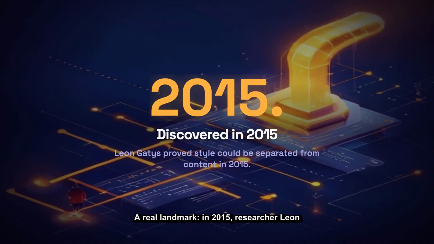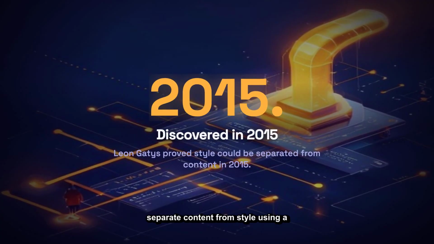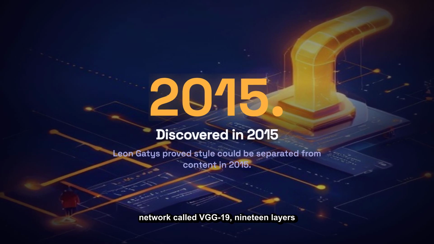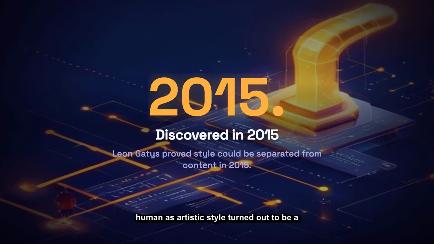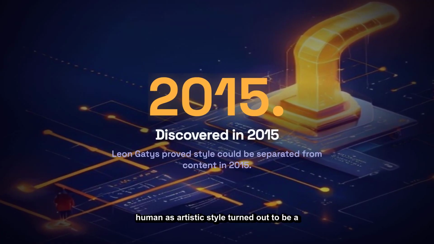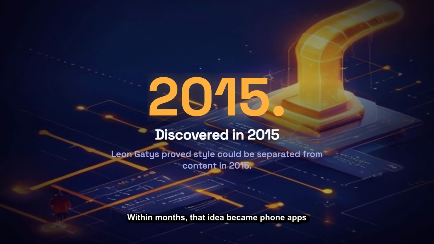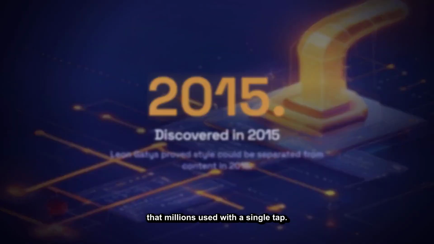A real landmark. In 2015, researcher Leon Gatys discovered you could mathematically separate content from style using a network called VGG19, 19 layers deep. It was astonishing. Something as human as artistic style turned out to be a pattern you could capture and remix. Within months, that idea became phone apps that millions used with a single tap.